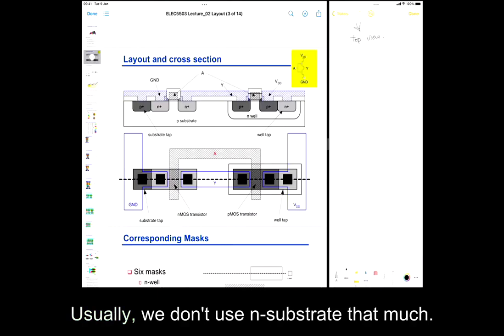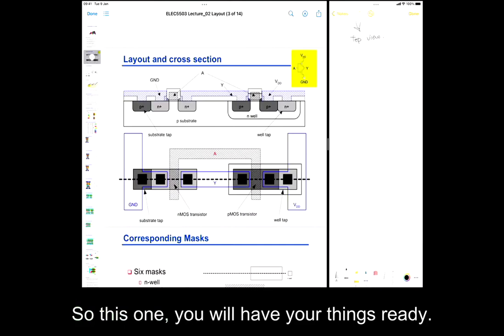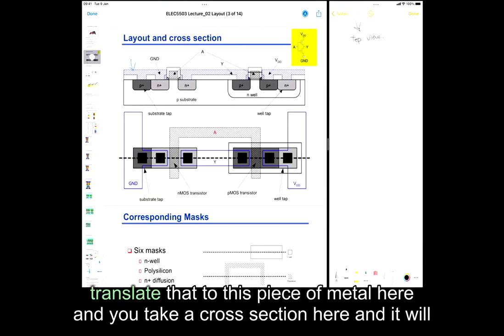Usually, we don't use N substrate that much. Mainly we use P substrate. So this one, you will have your things ready. Okay, so you can see the blue shaded area is basically metal, and you can translate that to this piece of metal here, and you take a cross section here, and it'll be this one.